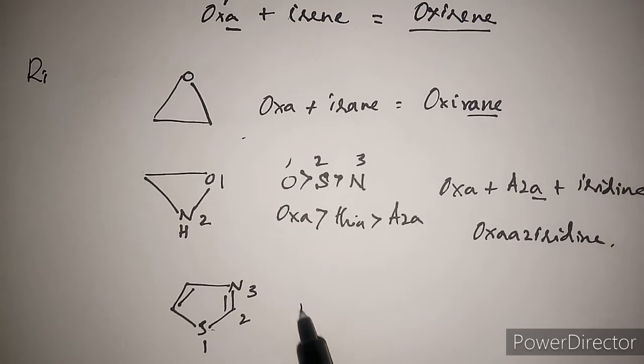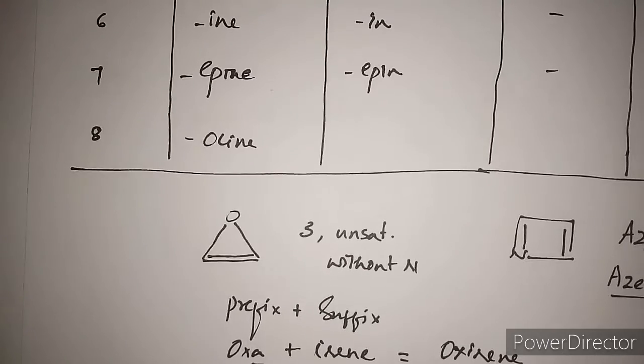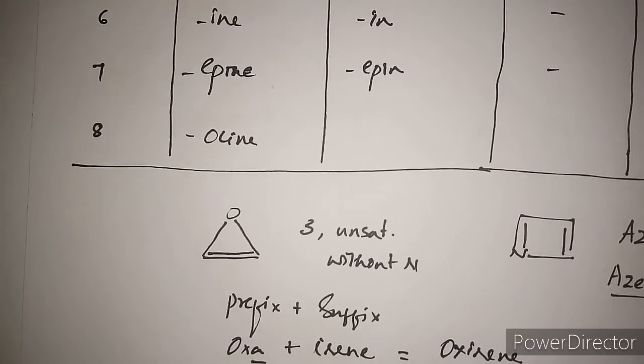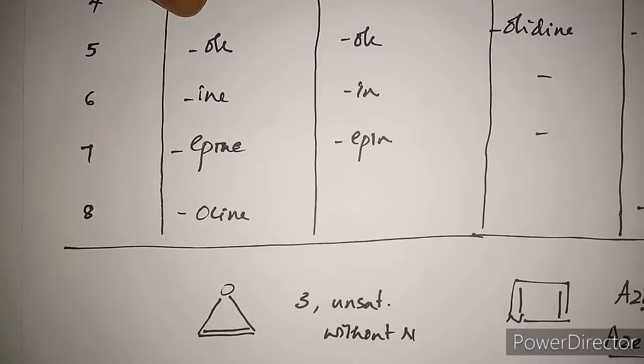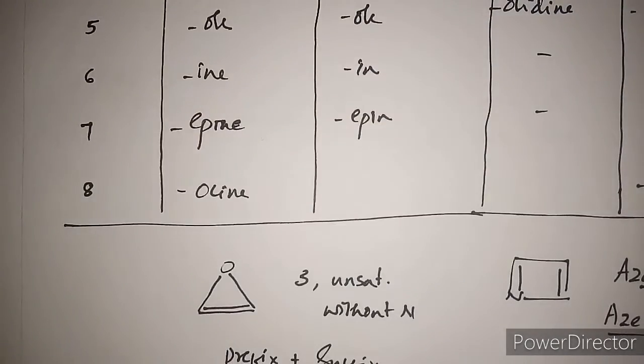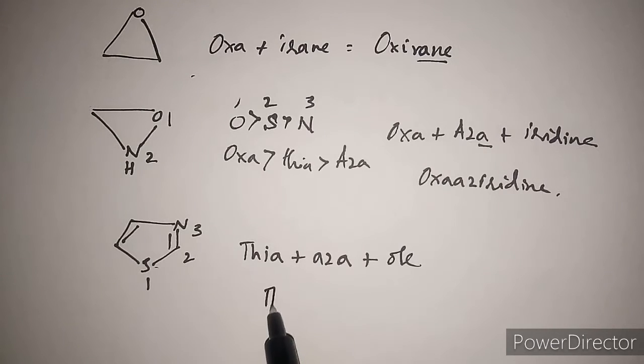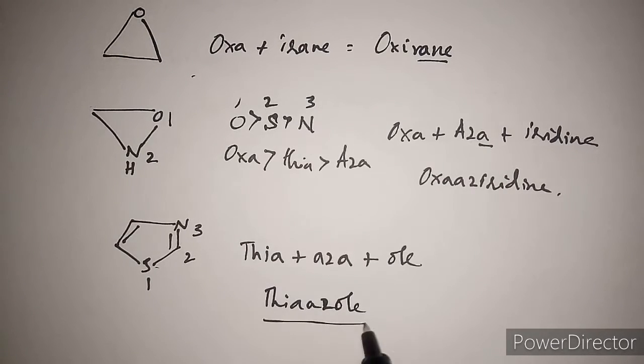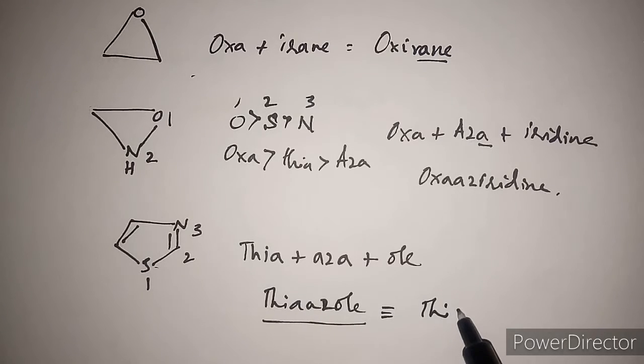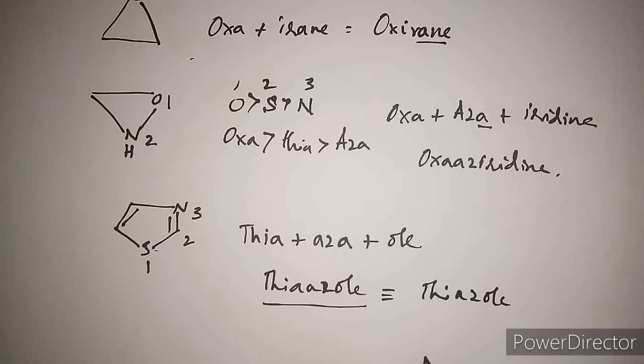Now it is a thia system with nitrogen, ole. Five-membered with nitrogen, so it is ole. So you will get thiazole.